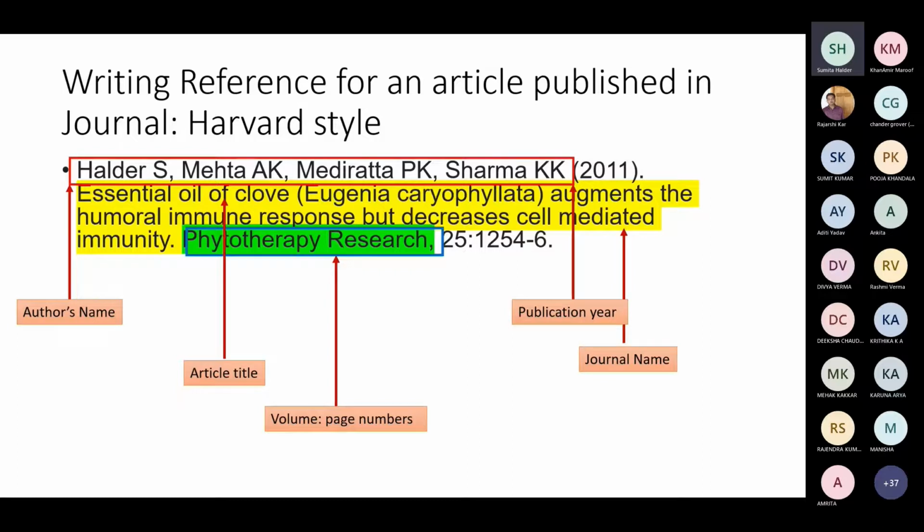Now coming to the other style, that is the Harvard style. You see the reference is the same. The authors, the article is the same. Just the style of writing the reference has changed. After the names of the authors, there is the year. You write the year in parentheses, round brackets. Then the title, then the journal name.